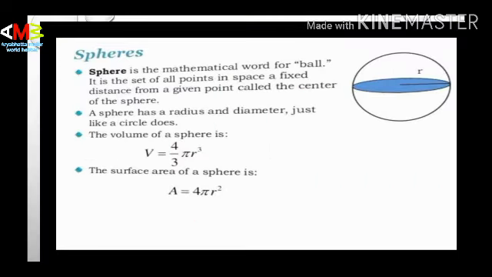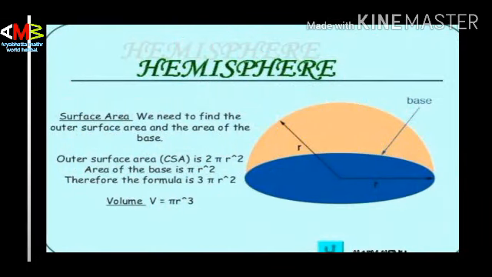Next go to the sphere. Sphere is a mathematical word for a ball. It is a set of all points at a fixed distance. The volume of a sphere is V equals 4 by 3 pi r cube. Here r is the radius. Pi value, all of you know, is 22 by 7 or 3.142. The surface area of a sphere is 4 pi r square, where r is the radius and pi is 22 by 7. So, the volume of a sphere is 4 by 3 pi r cube.